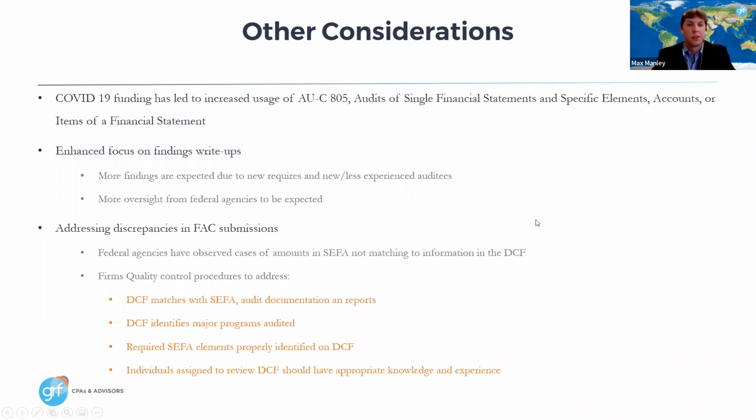So as we come to the end here, just a few more considerations when you go through your single audits. In light of all the COVID funding that is being audited, there have been increasing needs to refer to AUC 805, which is the standard that provides guidance on audits of single financial statements. This is especially relevant if you are performing a program-specific audit, so you would want to consult with that standard.